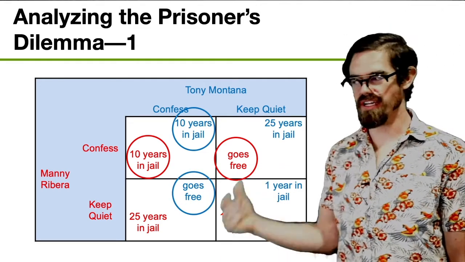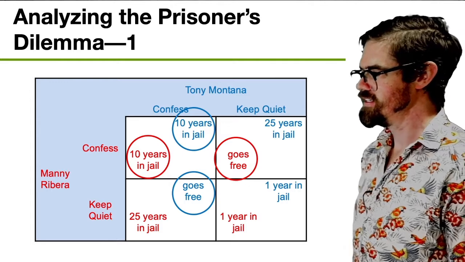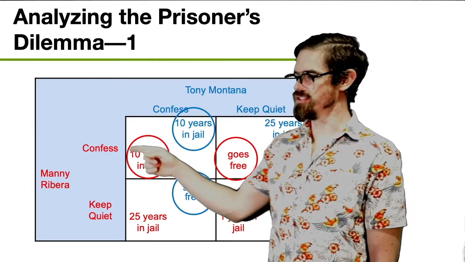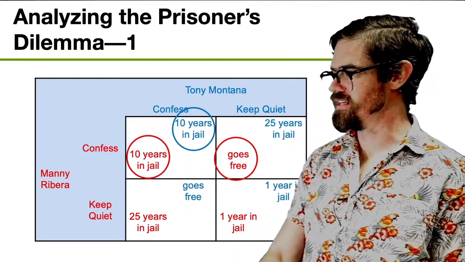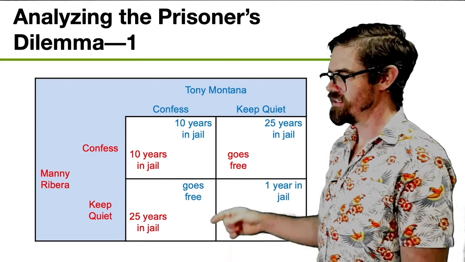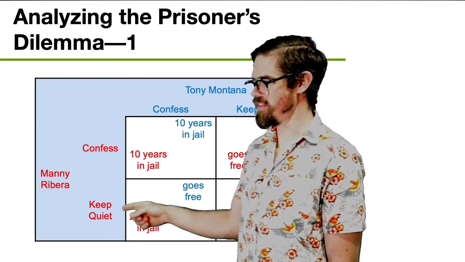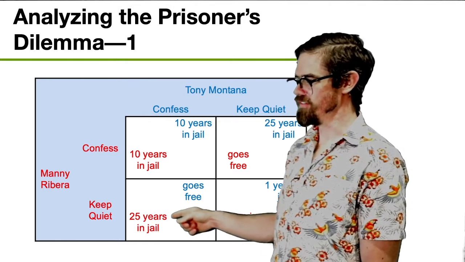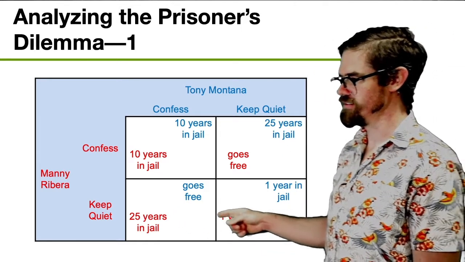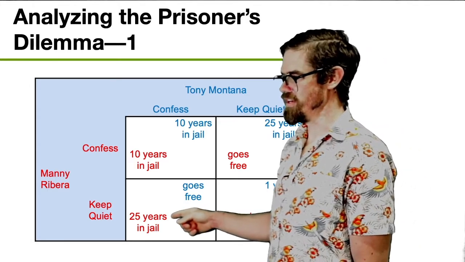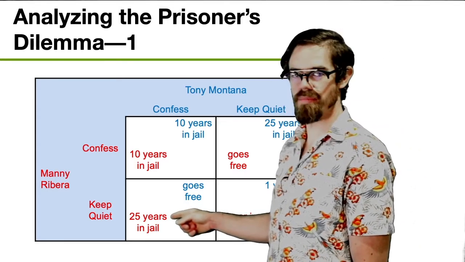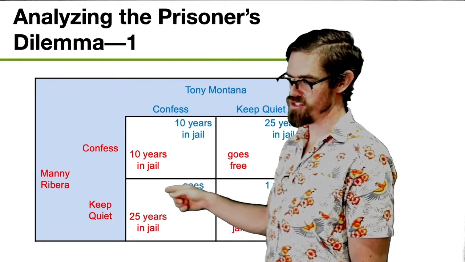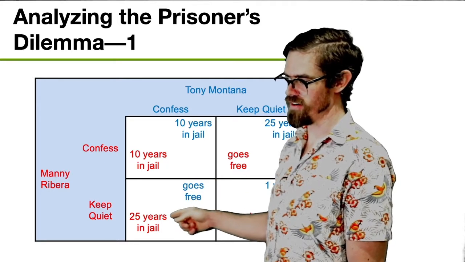This is a symmetric game, by the way, so the outcomes are symmetric. But as it turns out, confess is the dominant strategy. Let's see why that is. Let me get rid of these circles here. Suppose that Manny is thinking about keeping quiet. Here are his outcomes if Tony confesses and if Tony keeps quiet. Now, if Tony confesses, what would Manny want to do? Would he want to continue to stay quiet? No, he'd want to change to confess because 10 years in jail is better than 25.